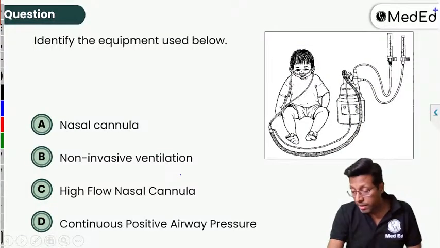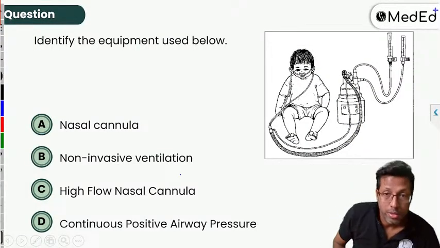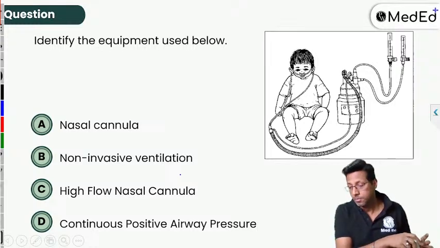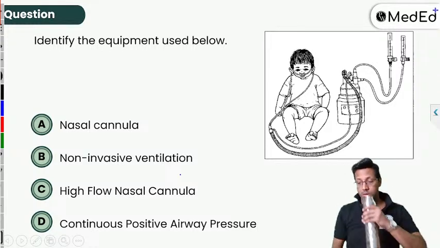Nasogastric tube. Identify the equipment used. What is the equipment that you can see? Image based.